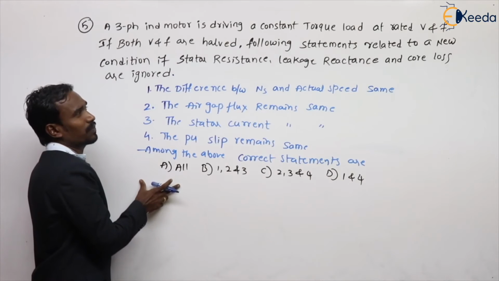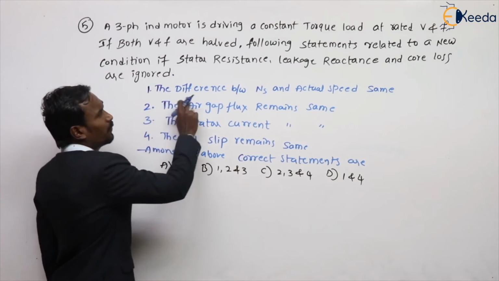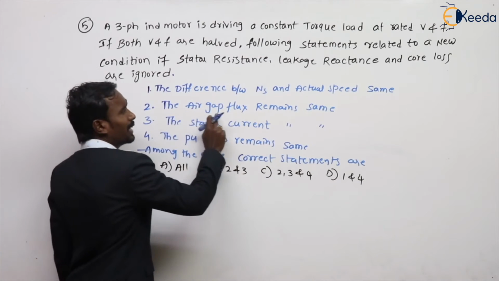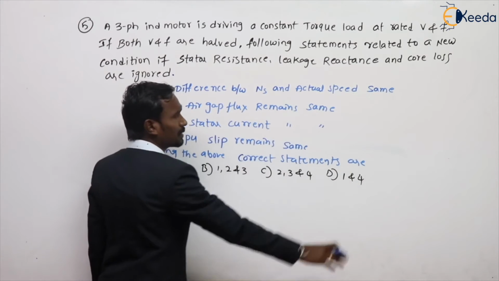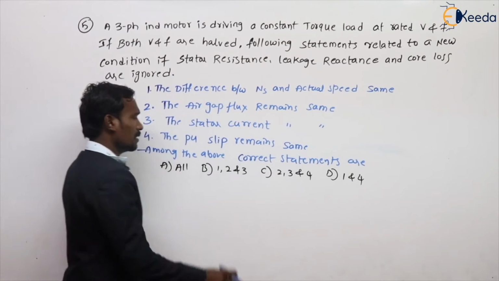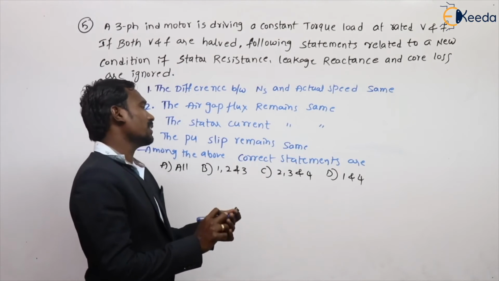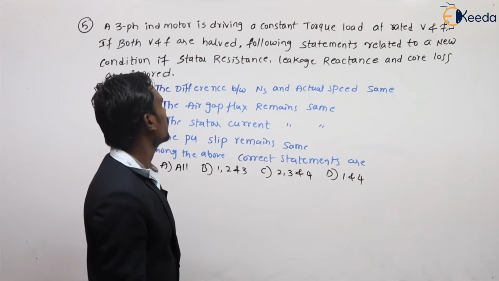First see the statements. When voltage and frequency are halved: the difference between ns and actual speed remains the same; the air gap flux remains the same; the stator current remains the same; the per unit slip remains the same. Among the above, the correct statements are... they gave the options. Let's check here.